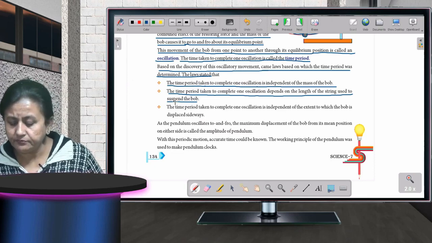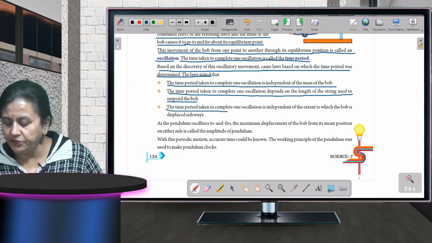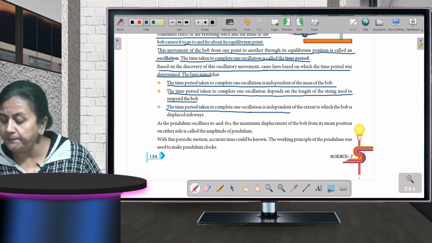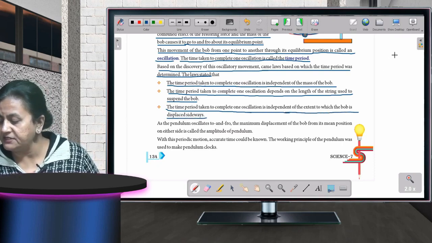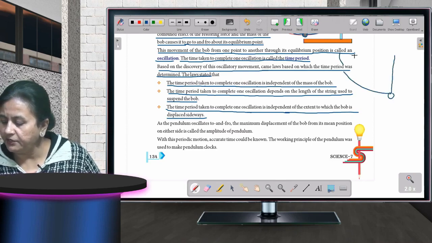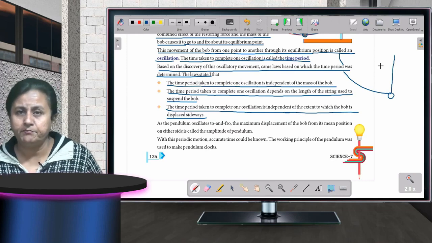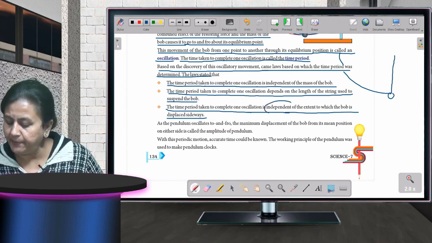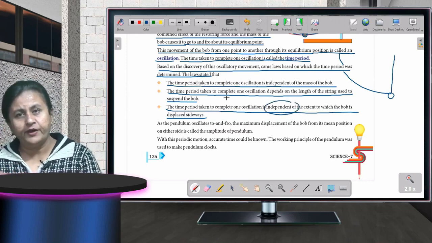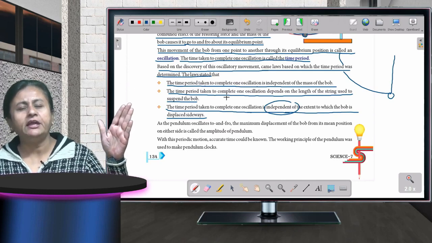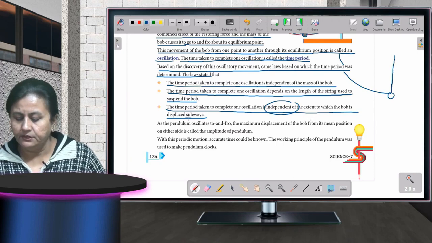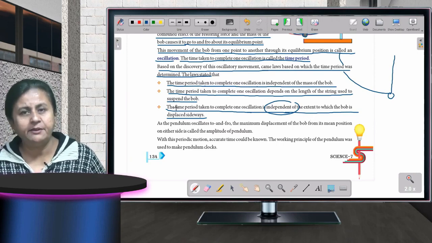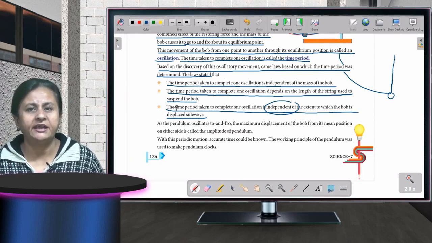Then the time period taken to complete one oscillation is independent of the extent to which the bob is displaced sideways. If I take this bob till here or till here, it will not make much difference because it is independent. To whatever extent we take it, it will not create any problem for the time period. The time would be the same.